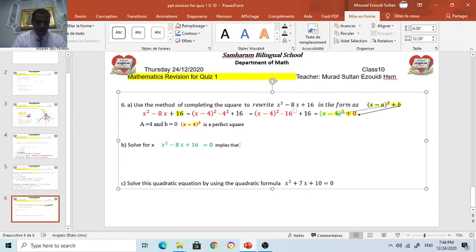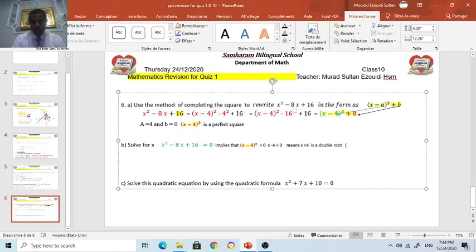that, okay, x minus 4 all squared equals 0. So you will get a double root. So x minus 4 equals 0 means x equals 4 is a double root. Why? Simply because the value of the discriminant is equal to 0.